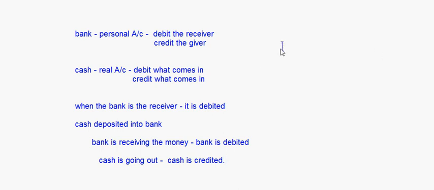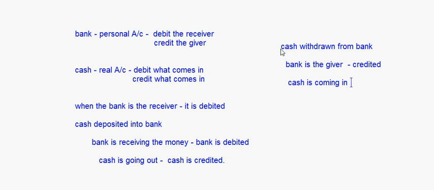Now when you have cash withdrawn from bank, in this case bank is the giver, bank is giving the money, right? Bank is the giver, so it will be credited, and cash is basically coming in because you are withdrawing the cash and bringing it into your business, so that is a debit. Fine. So now this is the basic rule that is to be followed, and I'll show you now the format of the cash book, double column cash book, right?